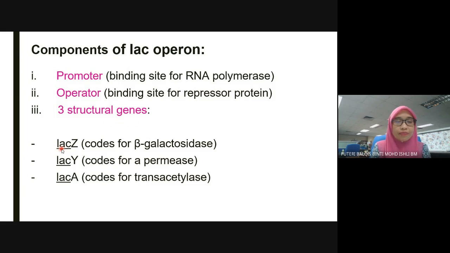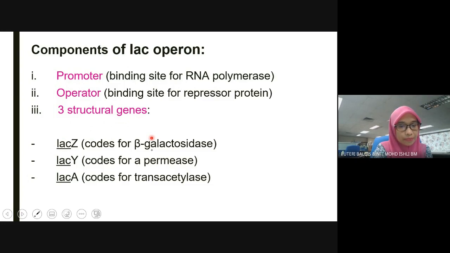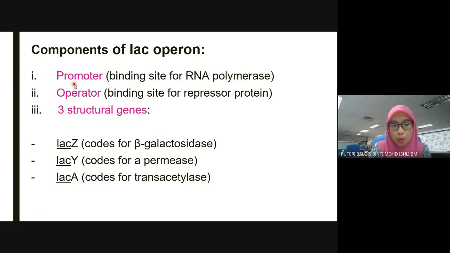Kita tak cakap Lag Z synthesize, Lag Y produce, Lag A synthesize. Tak, kita tak guna perkataan synthesize. We use the word codes because this is gene. Lag Z, Lag Y are genes, and genes code for enzyme. So Lag Z codes for enzyme beta galactosidase, Lag Y codes for permease, Lag A codes for transacetylase. So these are the components of Lag Operon, which include promoter, operator, and three structural genes.